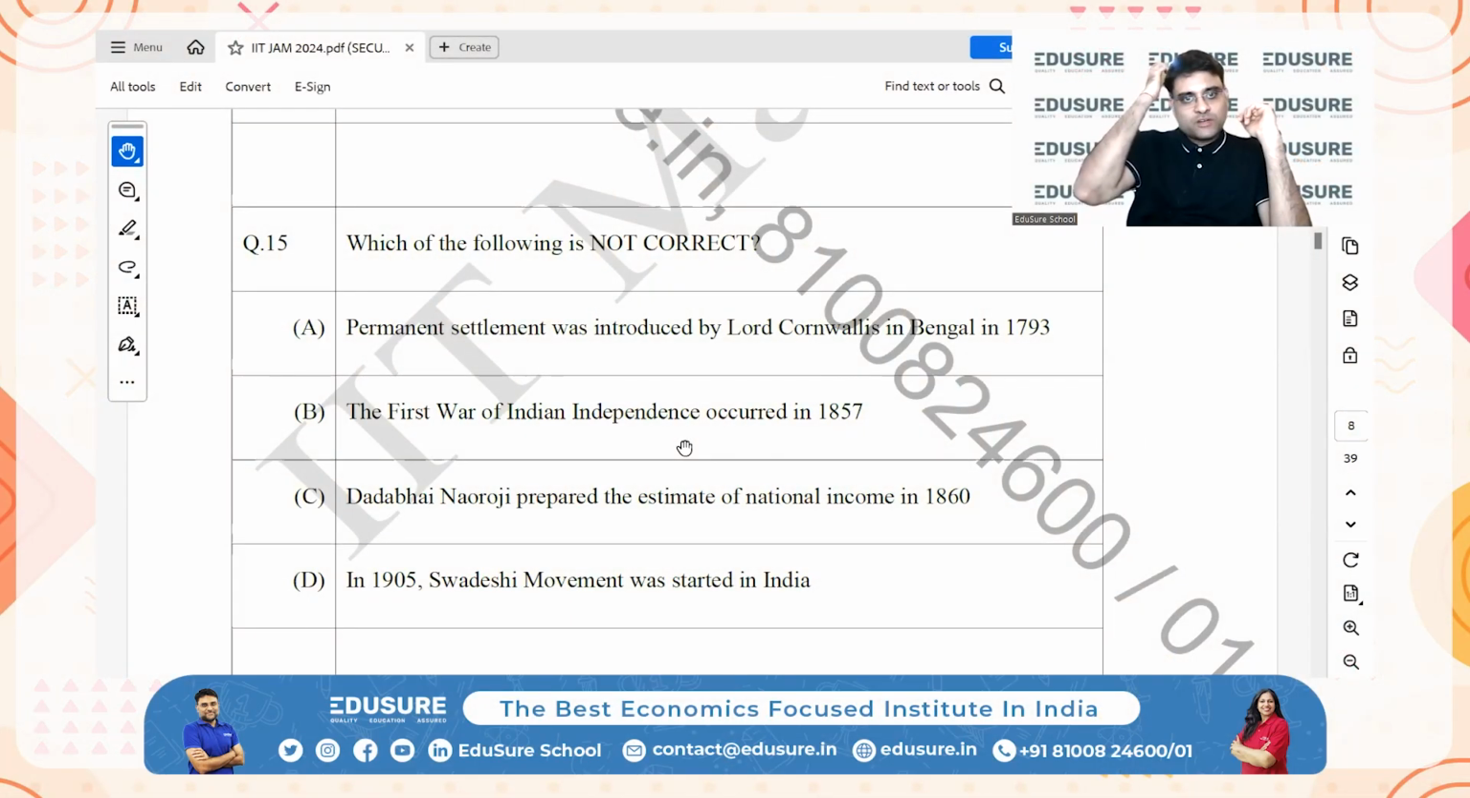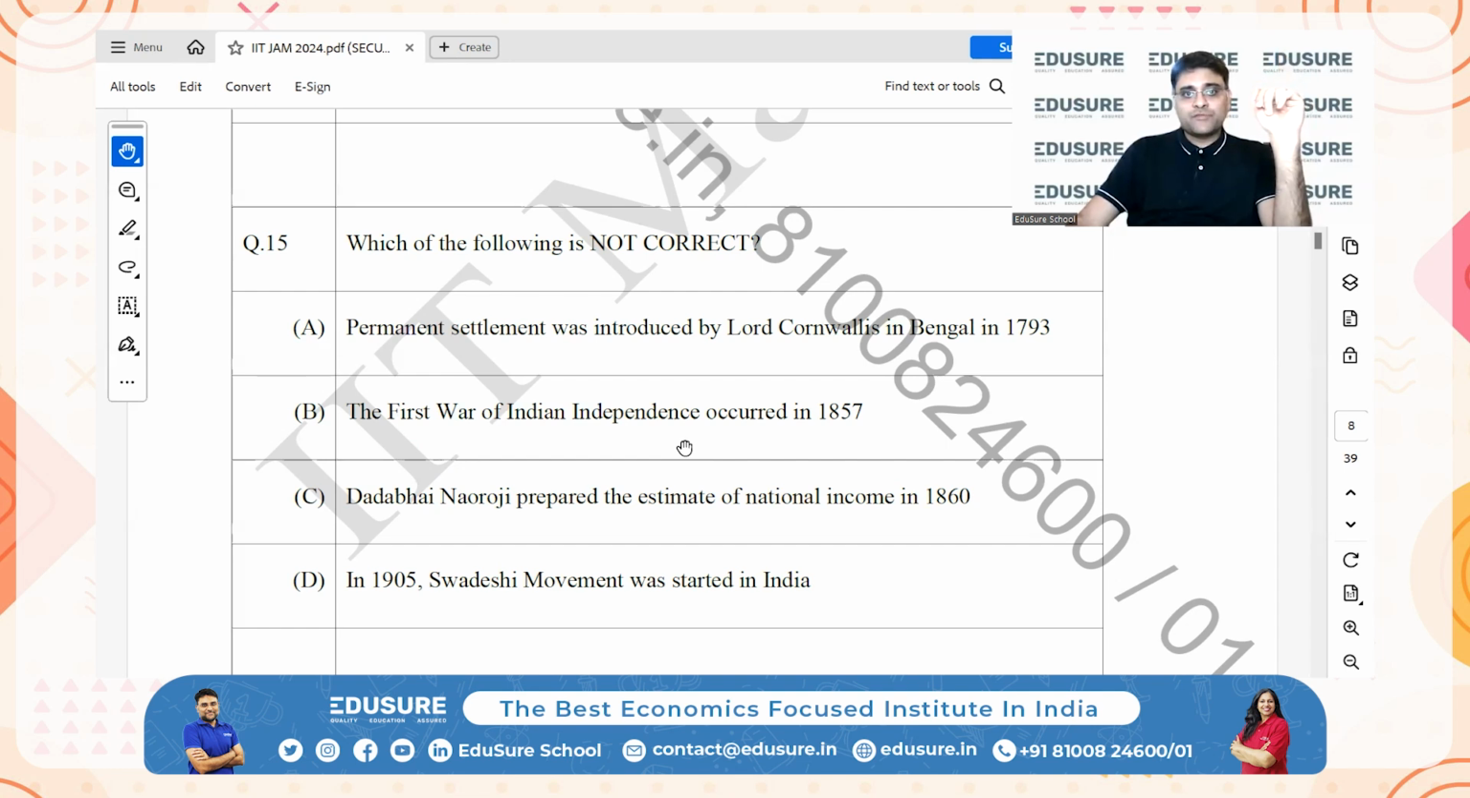JAM 2024, question number 15. Which of the following is not correct? Permanent settlement was introduced by Lord Cornwallis in Bengal in 1793. Which of the following is not correct is the question. So permanent settlement was in fact introduced by Lord Cornwallis in Bengal in 1793. This is a correct statement. The permanent settlement was introduced in Bengal, Bihar, and Odisha.